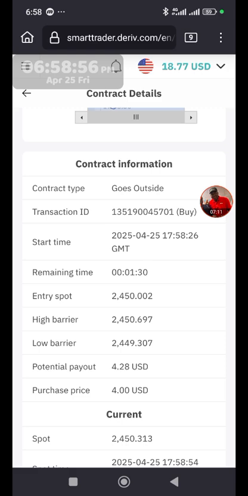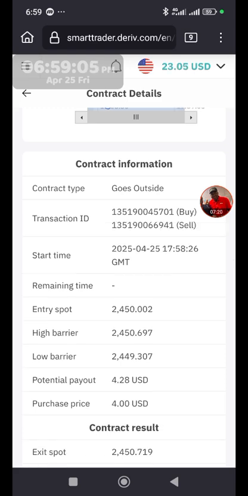In trading touch, we have like 1 minute. In trading accumulator, you have just like 10 seconds. Then in trading goes outside, you have 2 minutes, a whole 2 minutes. But usually your trade will pull through in less than 1 minute 30 seconds. If it doesn't pull through in 1 minute 30 seconds, or 40 seconds, then you're not likely to win that trade.